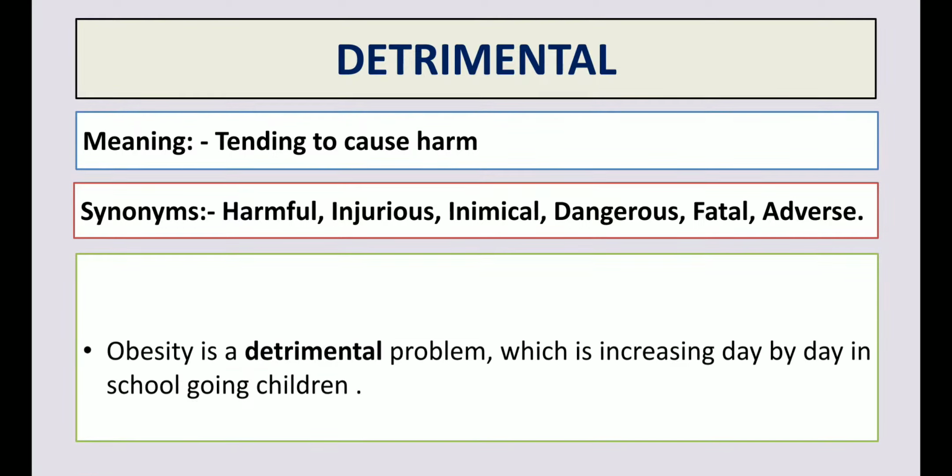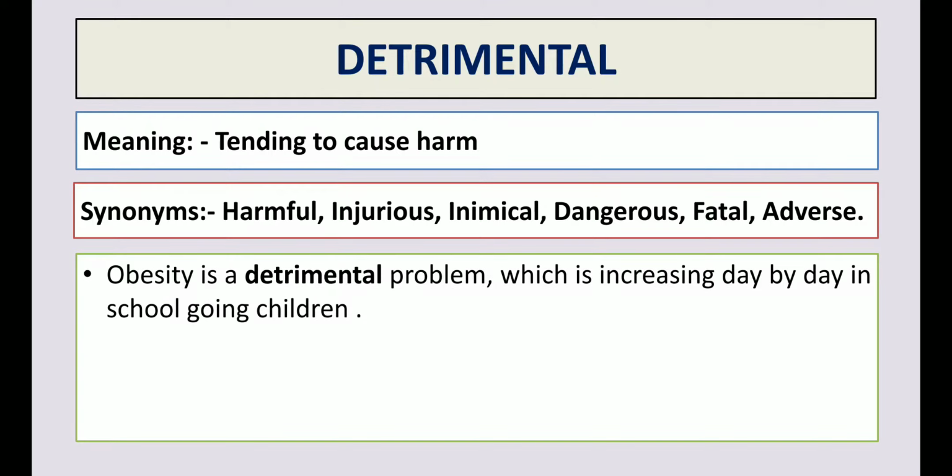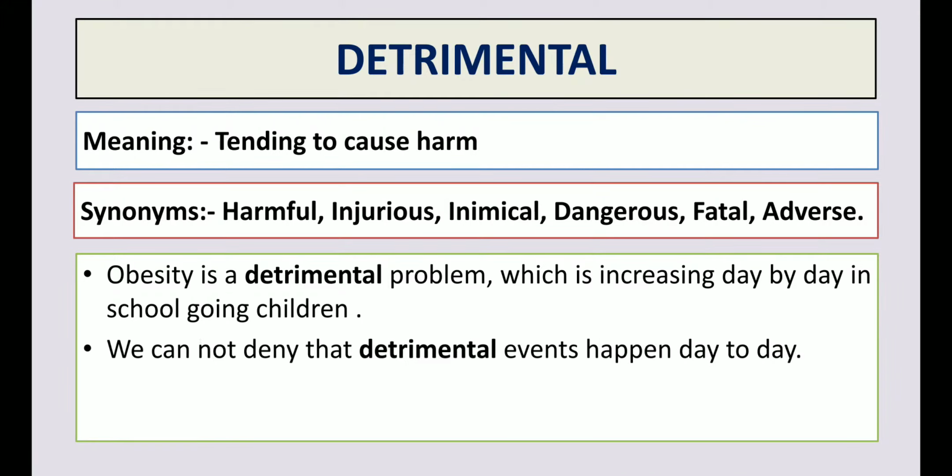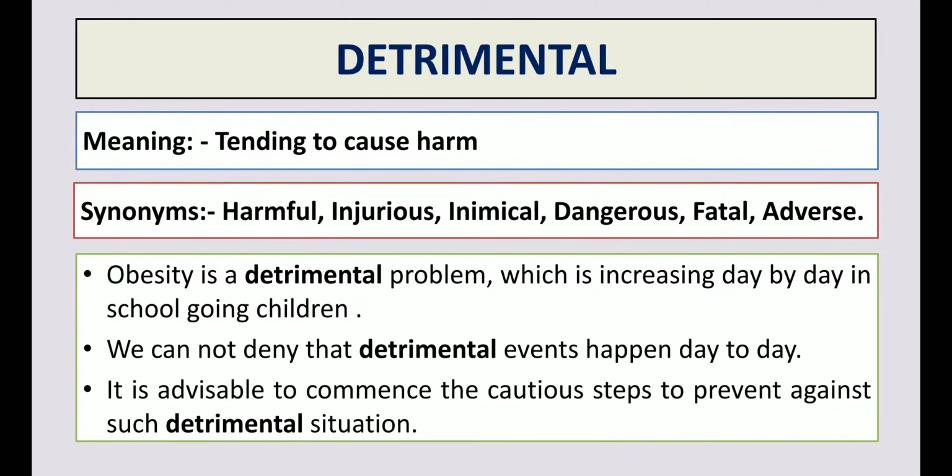The first example of detrimental is: obesity is a detrimental problem which is increasing day by day in school-going children. The second example is: we cannot deny that detrimental events happen day to day. The third example of detrimental is: it is advisable to commence cautious steps to prevent such detrimental situations.